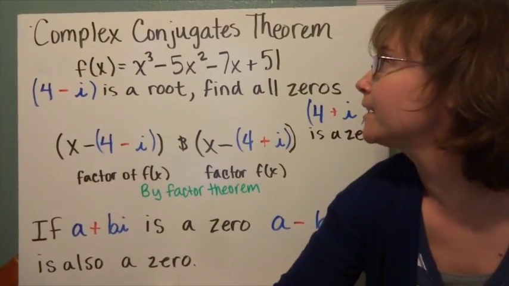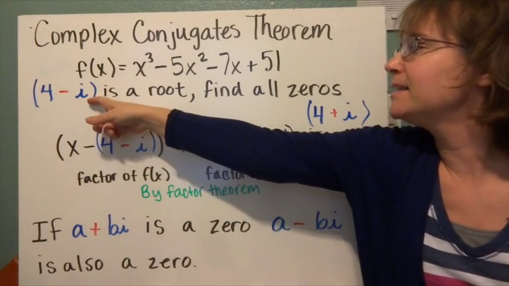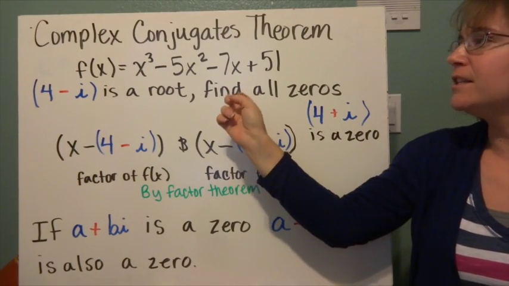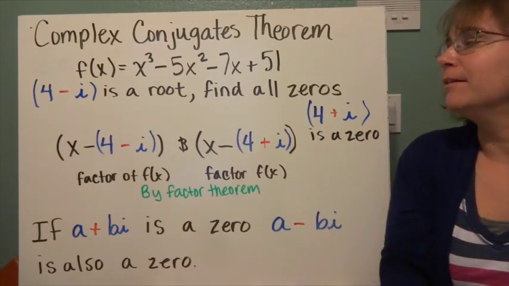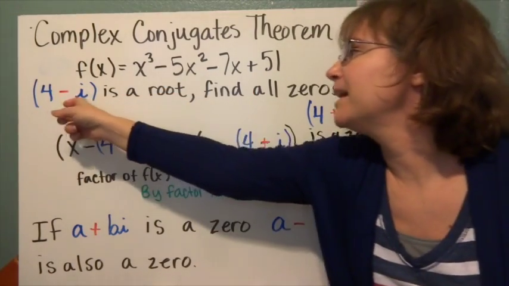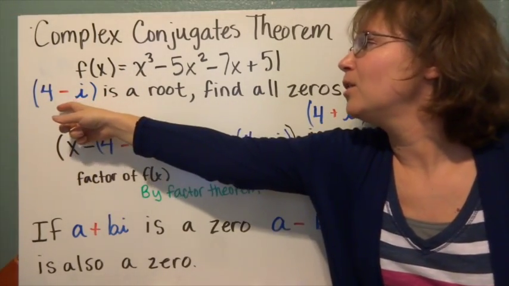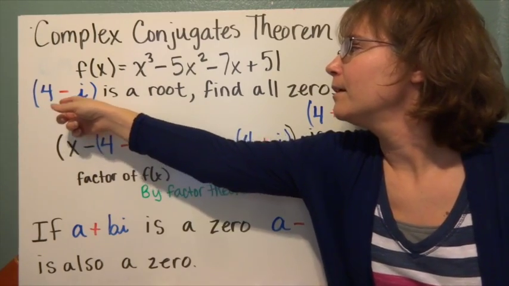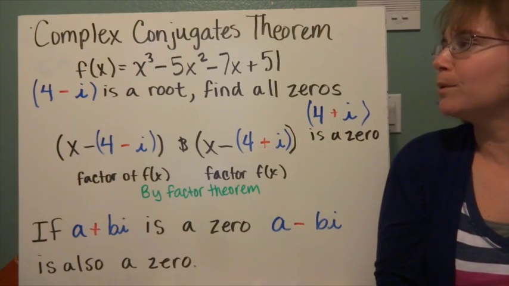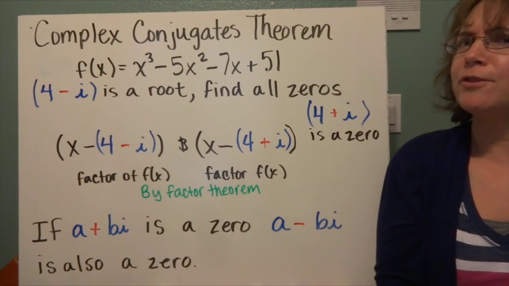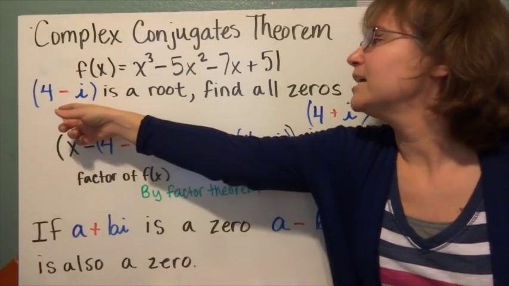Okay, so let's look at the complex conjugate theorem. So if I have a polynomial and I know that 4 minus i is a root and I want to find all of the zeros, well, I can go ahead and divide by it. I can take that 4 minus i and do synthetic division, but it's kind of messy. So something you should always know about imaginary numbers is that if this is a root, its conjugate is also a root. Now, that makes sense because when you're doing the quadratic formula, you always have that plus or minus in there. And so it's always going to have its conjugate as a root.